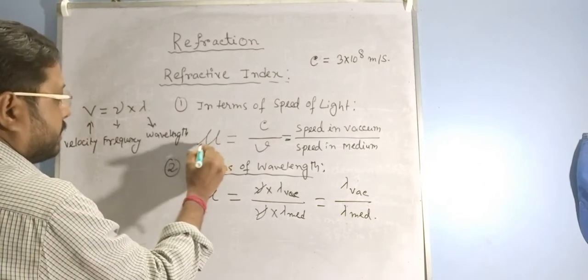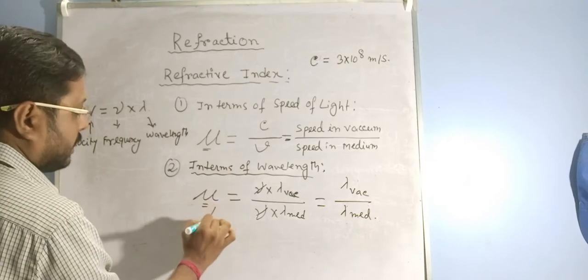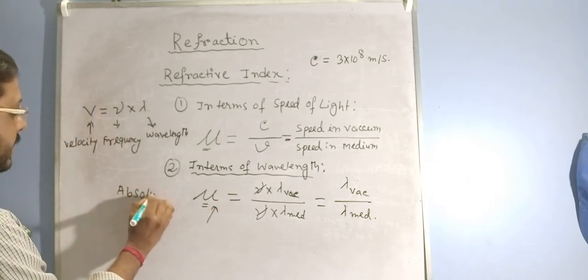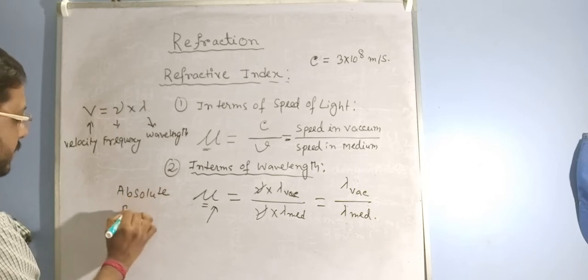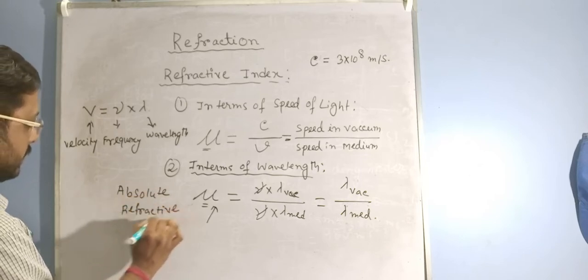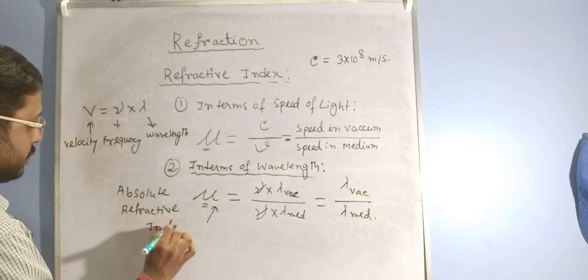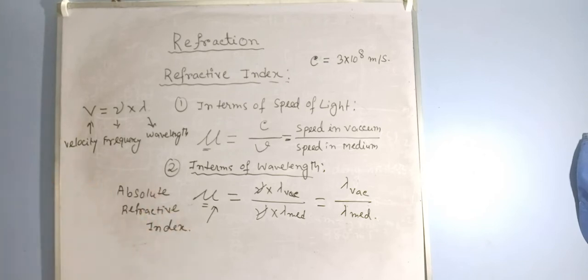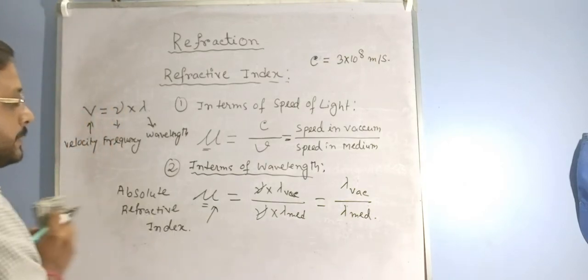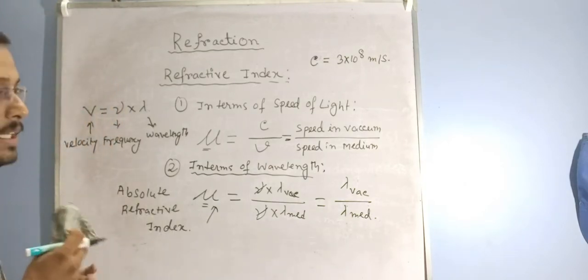And this term mu here is called absolute refractive index. Absolute refractive index. समझ में आया है?